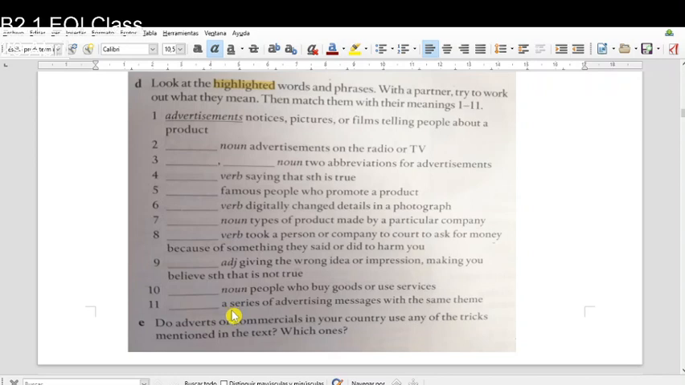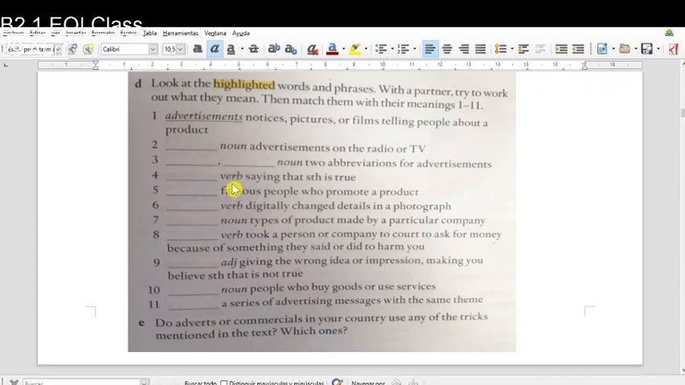I'm going to read them aloud so you can match. For example, number one is done for you. Advertisement. Notices or pictures or films telling people about a product. Number two, you have to find a noun. Advertisement on the radio or TV. How are they called? Number 3, two abbreviations for advertisement, two ways of abbreviating advertisement.